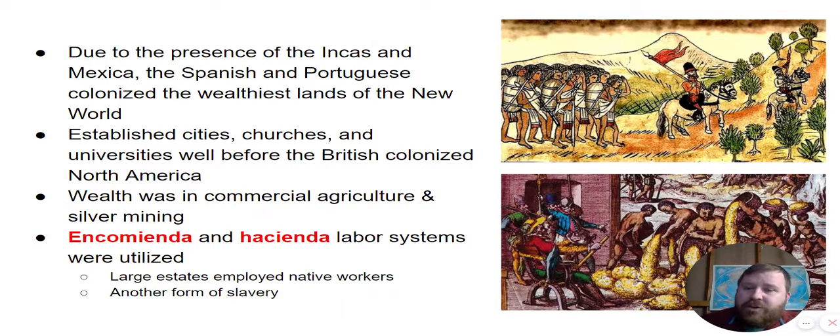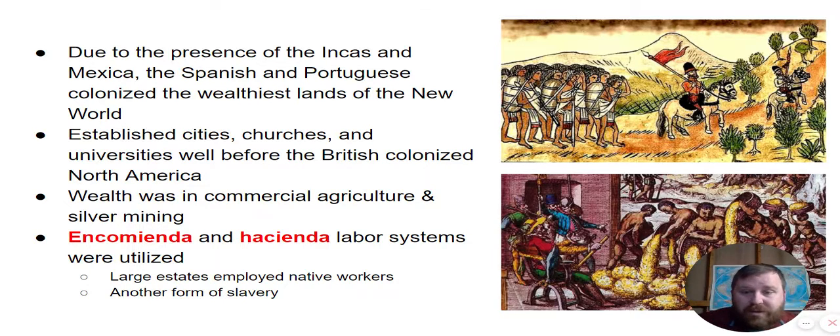They use two different labor systems. You do not need to know the difference between these, even though there is a difference between them. But they use two different labor systems called the encomienda and the hacienda. These were labor systems that had large estates that employed native workers. They use native workers rather than African workers, but it is still slavery.